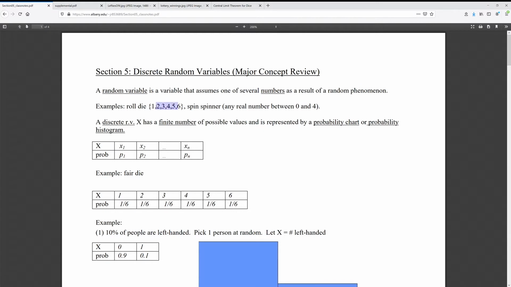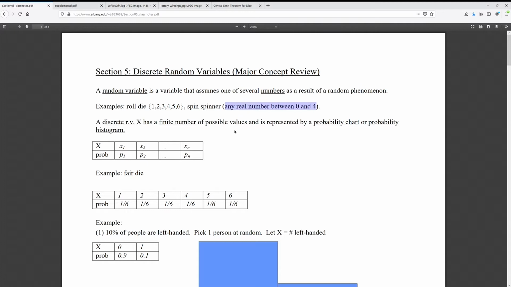So rolling a die would be an example of a discrete random variable because there's a finite number of numbers it can be, 6. Whereas spinning our spinner, picking a random real number between 0 and 4 in the quote obvious unquote way, would be an example of a continuous random variable because you could be literally any number between 0 and 4. Now we'll talk a great deal more about this as we go on, but bear in mind in the real world there is always going to be gray area, right?